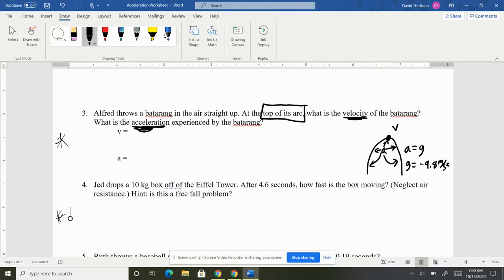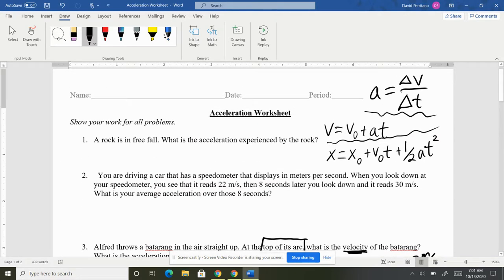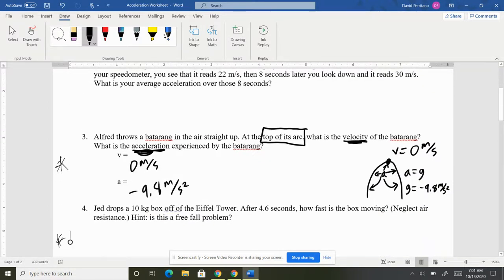Now, velocity is different because think about it. In order for it to go up the arc and then come down somewhere, velocity has to equal 0 meters per second, and that spot is the top of its arc. So you're going to need to remember these as we go through today, that velocity at the top is 0 meters per second, and acceleration is negative 9.8 meters per second squared, no matter what. Now notice that this worksheet says show your work. You need to show your work on all of these problems.